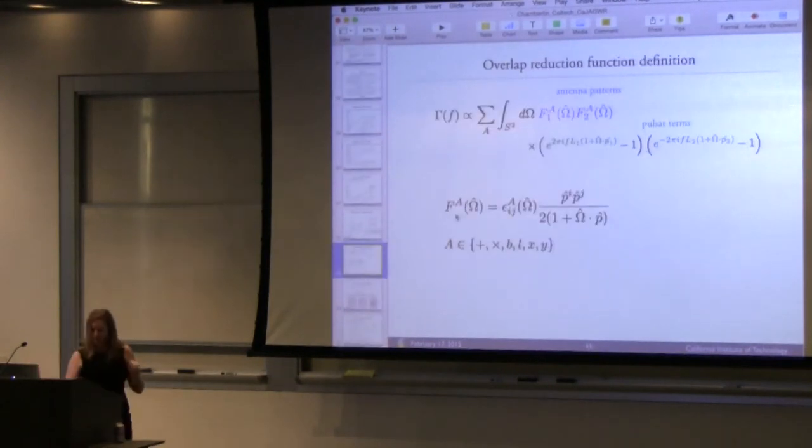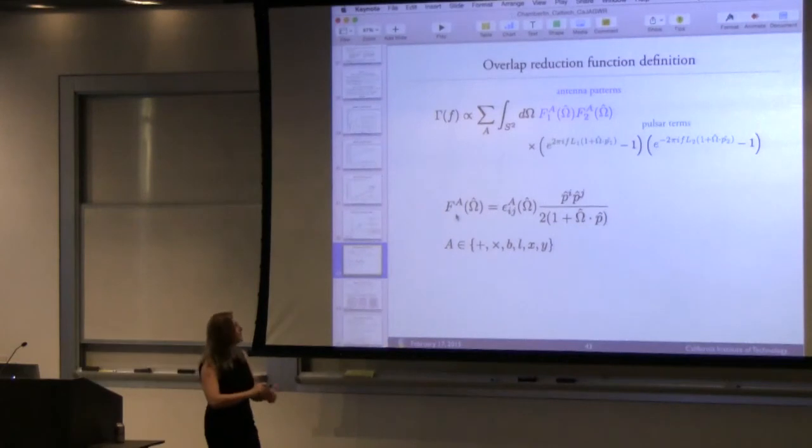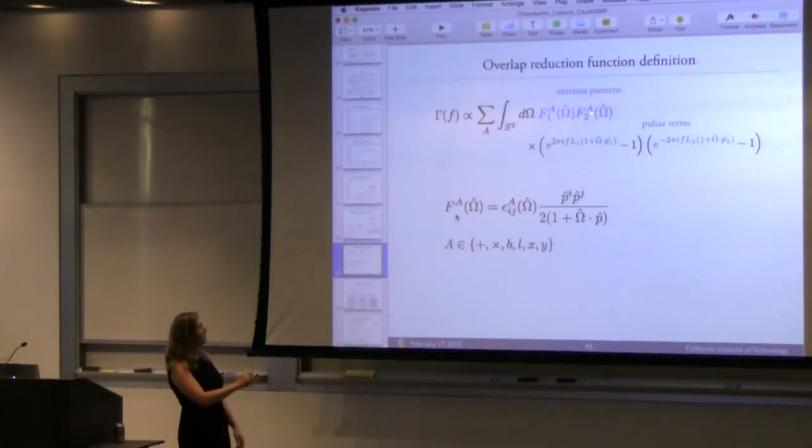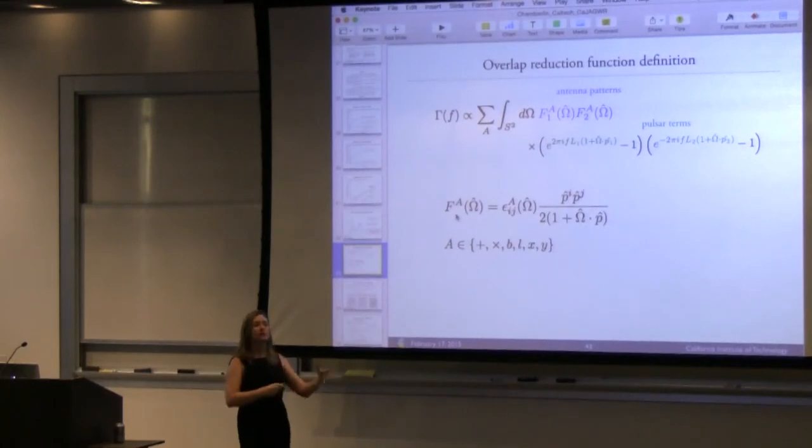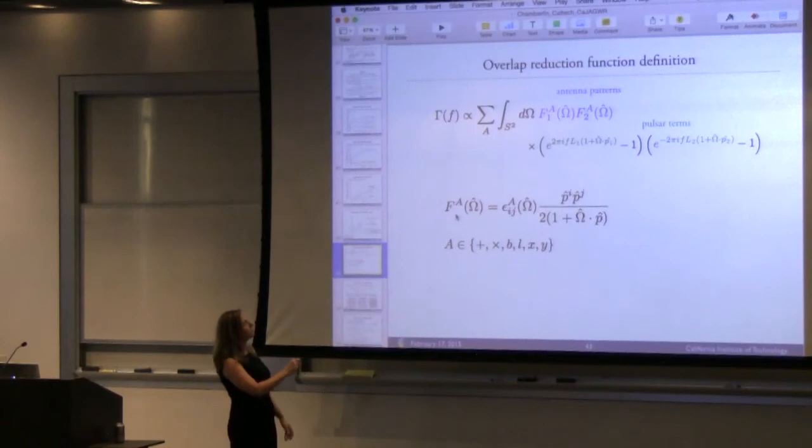If you actually write down the overlap reduction function, it turns into this very giant integral. You have two antenna patterns, which are kind of like those geometric things we saw before, and then a term for each pulsar. So that's what the whole function looks like. If you can evaluate this integral analytically, then it's really not too difficult to put that into your analysis, to replace the Hellings and Downs coefficient with something else. But for the non-transverse polarization modes, it turns out to be a very substantially difficult integral to solve.